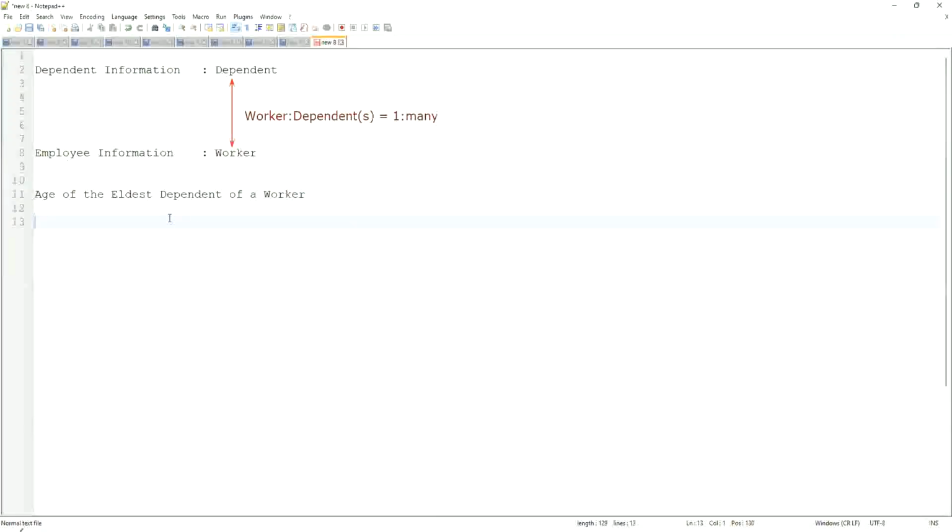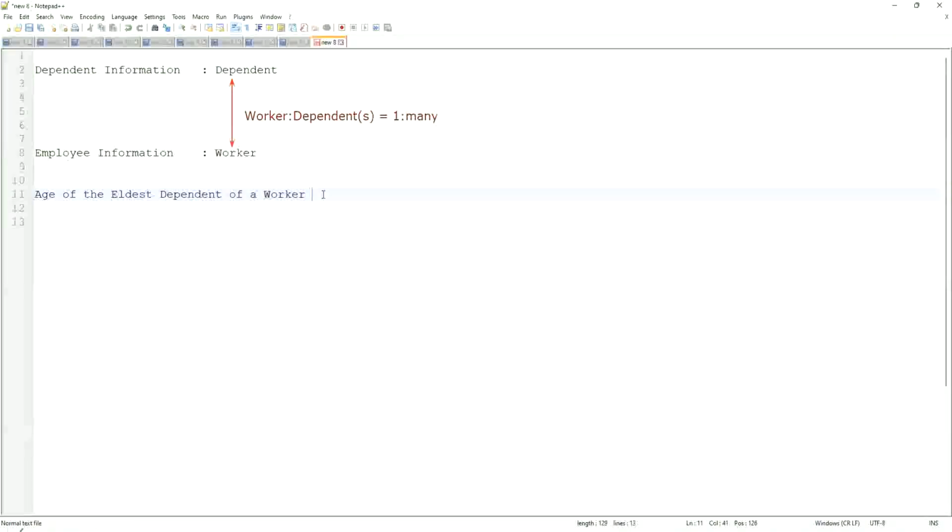First, we have to find out who is the eldest dependent. Then we find out what is the age of that eldest dependent. We break it down into smaller pieces. Now eldest dependent. One worker may have many dependents.